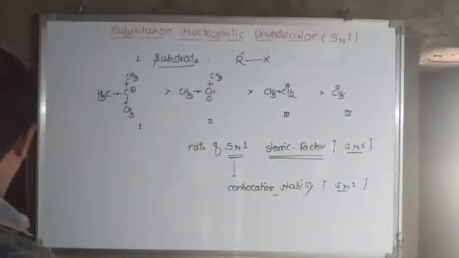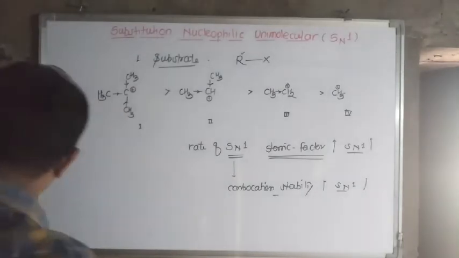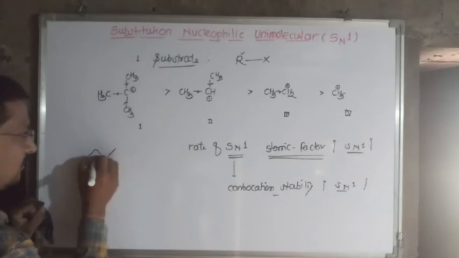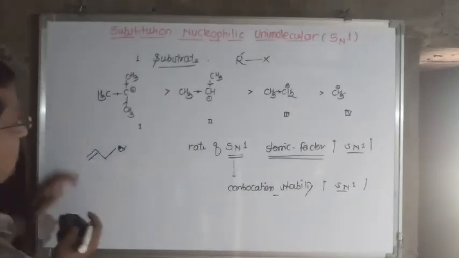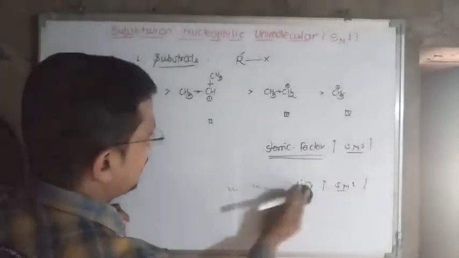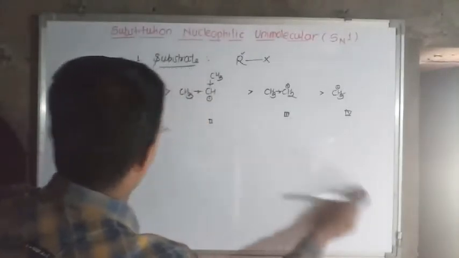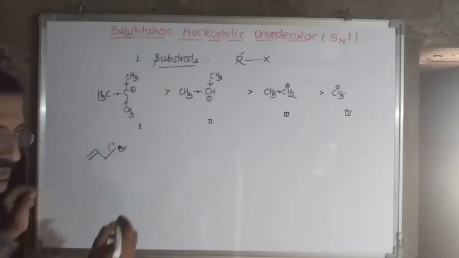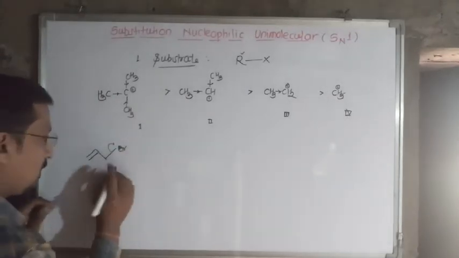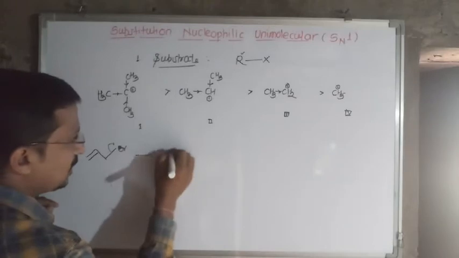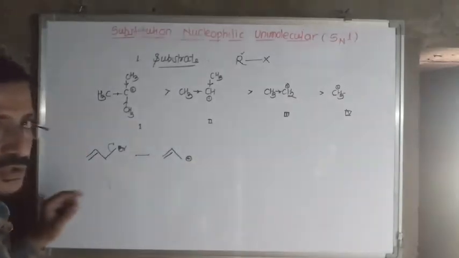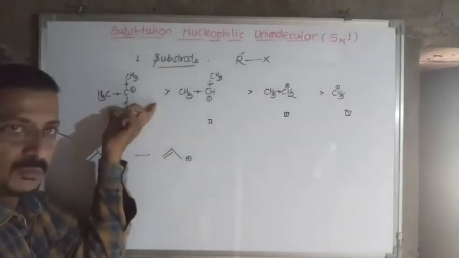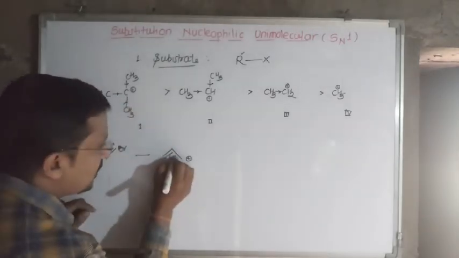But if you consider the structure of allyl bromide, and if you consider tertiary butyl bromide, if we compare tertiary butyl bromide and allyl bromide, if you remove the bromine from this one, then it becomes resonance stabilized like this. It has a positive charge. If you consider this allyl carbocation and the tertiary butyl carbocation, it is stabilized by means of resonance.